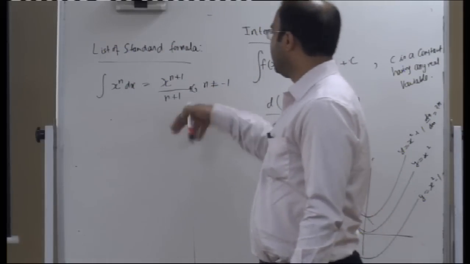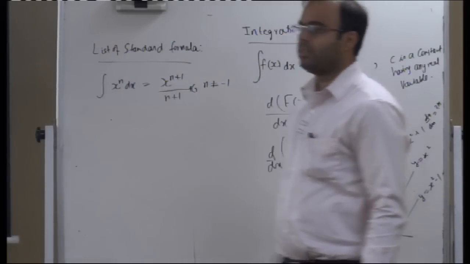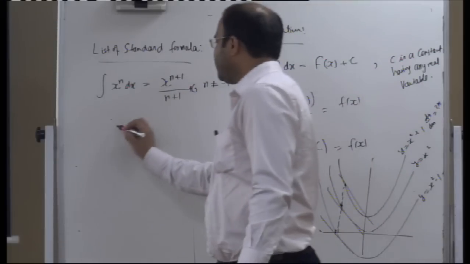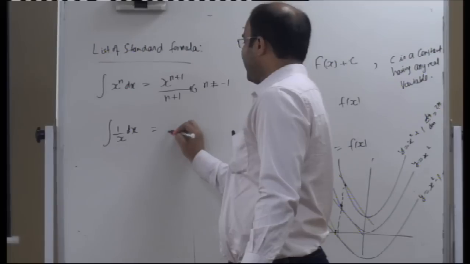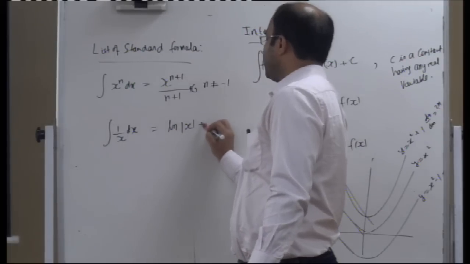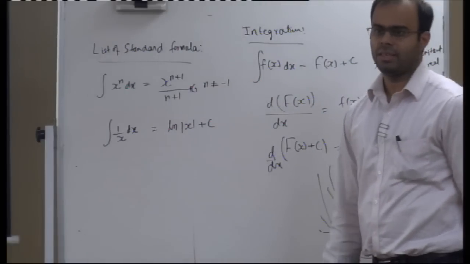If you differentiate this part, you will get this function. What happens if n is minus 1? Then this is actually written as 1 by x, and the integral is ln of mod x plus c. Ln mod x means the base is e.